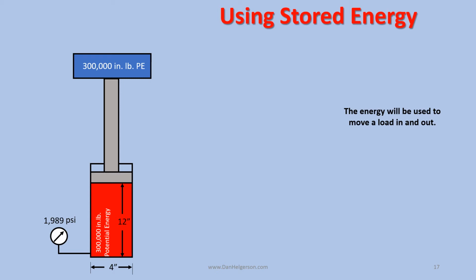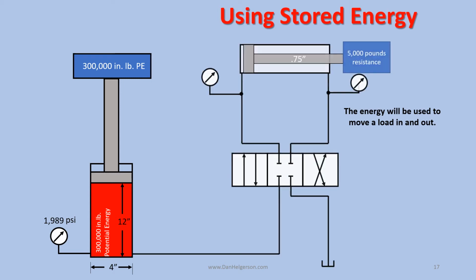The energy will be used to move a load in and out. Here we have a cylinder with a 3/4 inch rod and a 5,000 pound resistance. We have a 2-inch bore cylinder and we're going to have a stroke of 6 inches. How much pressure would it take to extend this cylinder?